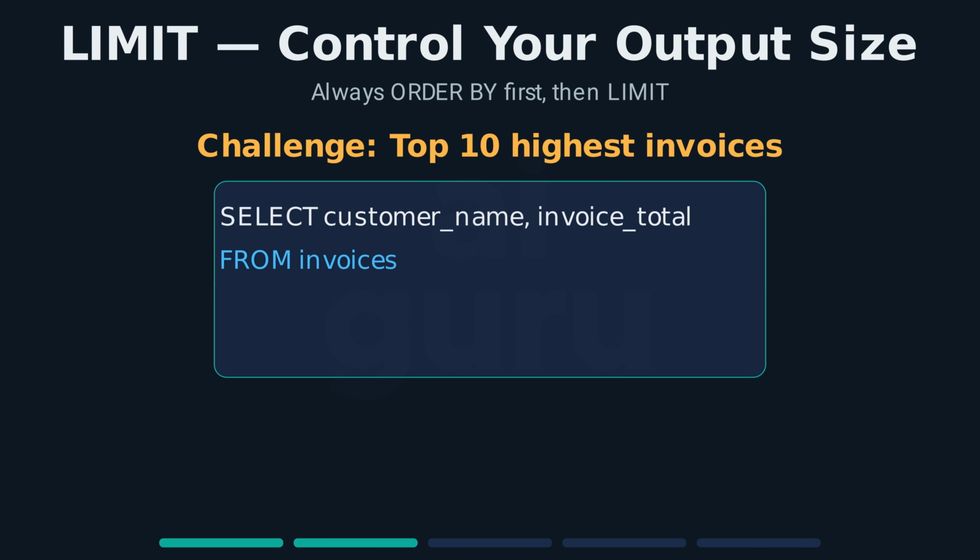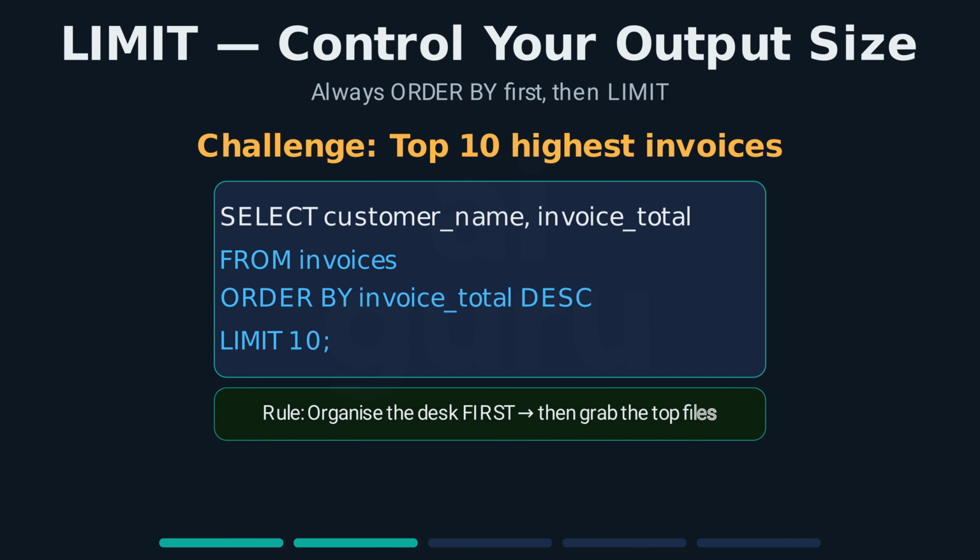If the student's finance director came to you and said, I need to see the top 10 highest paying invoices we've ever had, how would you build that? Okay, let's think through the checklist. I'd select my fields, maybe the customer name and the invoice total. I'd pull it from the invoices table.